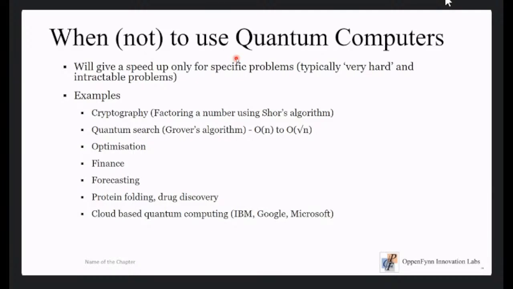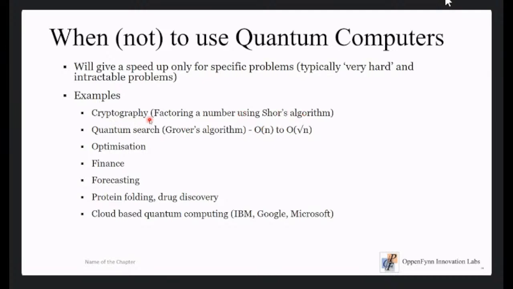Like we saw in the example of the photon computer or the soap film computer, they give speedup only for very specific problems. The good thing is these problems are typically very hard and intractable, but please keep in mind that quantum computers are usually good only for very specific problems. Optimization problems are a very good example of problems that are well suited to quantum computers.